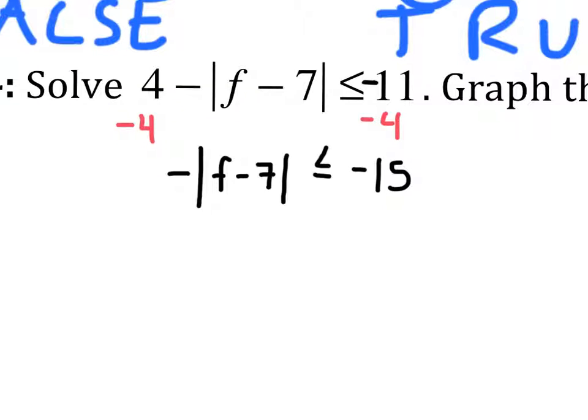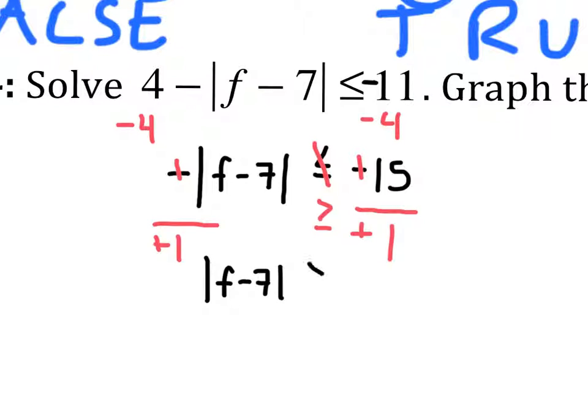But what now needs to happen? Well, if you remember, to get rid of a negative, we have to divide by a negative 1. And whenever I divide by a negative, we have to switch that. The symbol has to switch directions. So now I have the absolute value all by its lonesome. The symbol is switched direction, and I have a positive 15 on the other side.